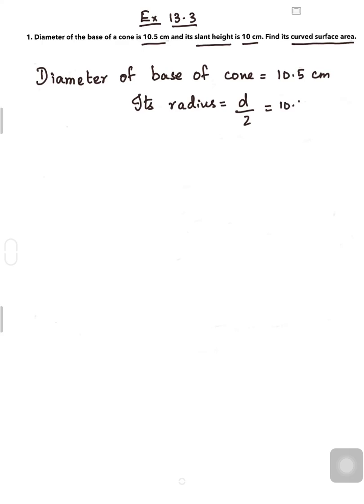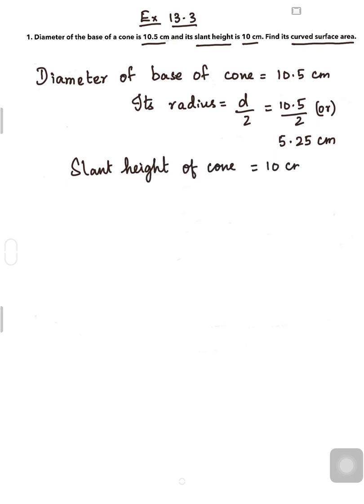So, what is given? The diameter of the base of the cone is given as 10.5 centimeter. From this, what can you find? The radius. How to find the radius? Diameter by 2. So it is 10.5 by 2, or you can even write it as 5.25 centimeter. And the slant height of the cone is given as 10 centimeter. You know slant height is represented by the letter L.